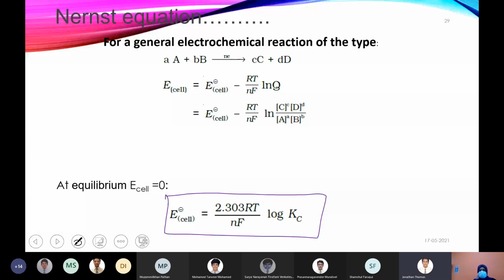Ma'am, is there any reason why E cell is 0 at equilibrium? If you look into the reaction at equilibrium, what will happen? We know that the forward and backward reaction rates will be equal, right? Yes, ma'am. Okay. That's when we take it as 0.